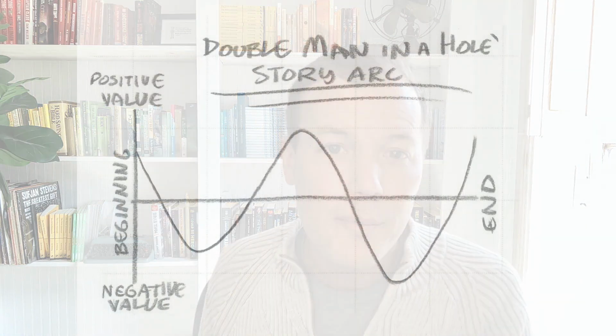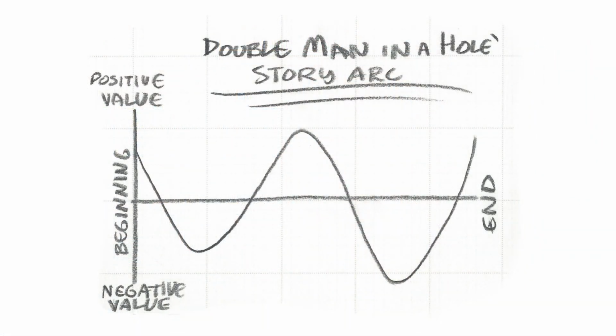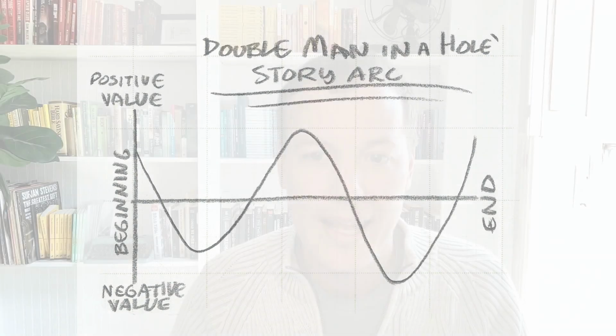Building upon the Man in a Hole arc is the double Man in a Hole arc. This is one of the most popular shapes for stories. It appears in so many best-selling novels and blockbuster films. Like Man in a Hole, it begins with a character who's in a great place, but soon they get into trouble, they get themselves out of trouble, but they find themselves back in trouble again, and the character gets themselves back out of trouble and ends with a happy ending.